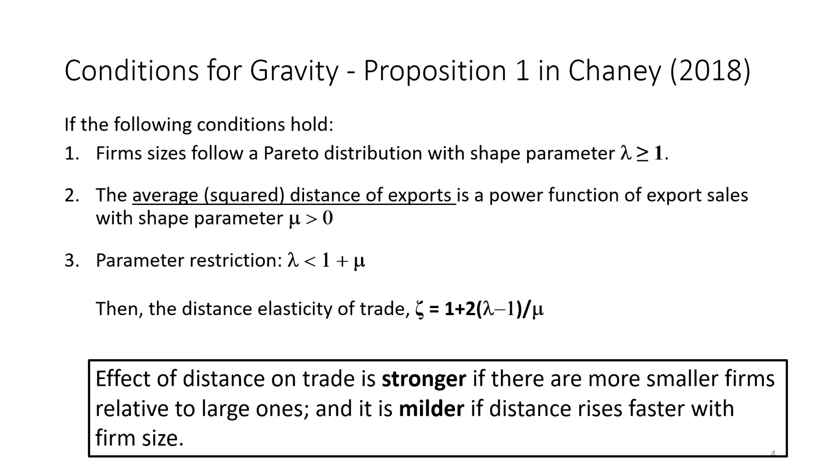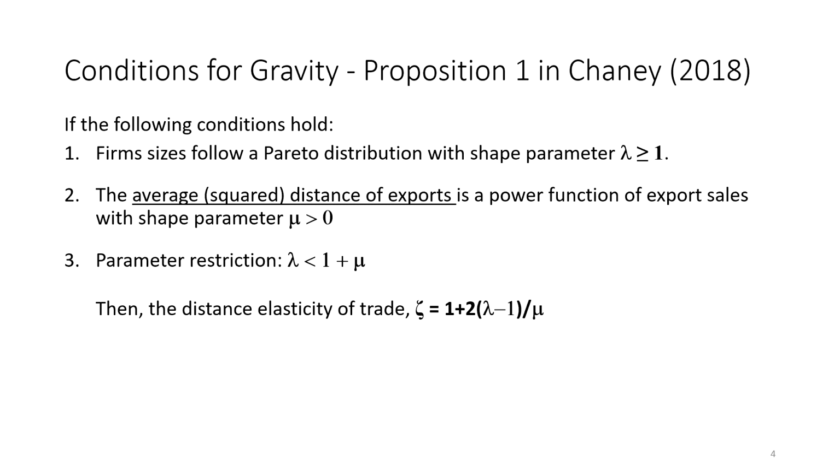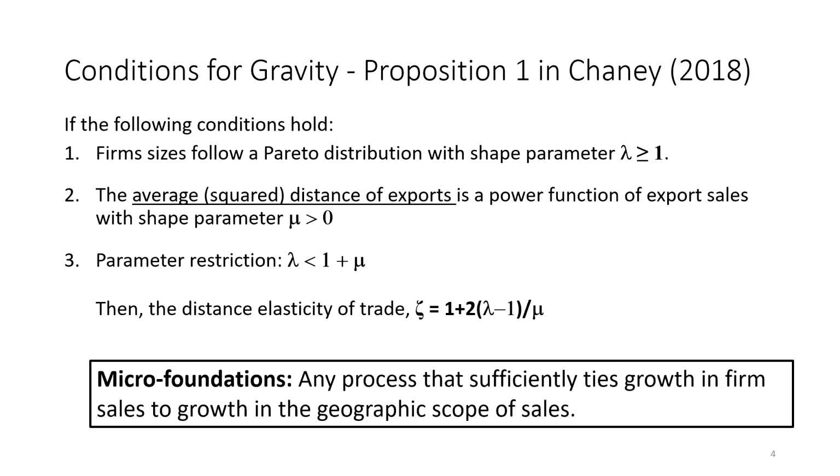And this effect of distance on trade is going to be milder if distance rises faster with firm size. So if a firm, for instance, exports 1 million in the first year, and then in the second year exports 2 million, and the average distance that it exports to increases, then that effect is going to be smaller on aggregate. So for the micro foundations for this result, Chaney proposes one model, but any process that sufficiently ties growth of firm sales to growth of the geographic scope of sales for that firm will be able to explain these results, okay?